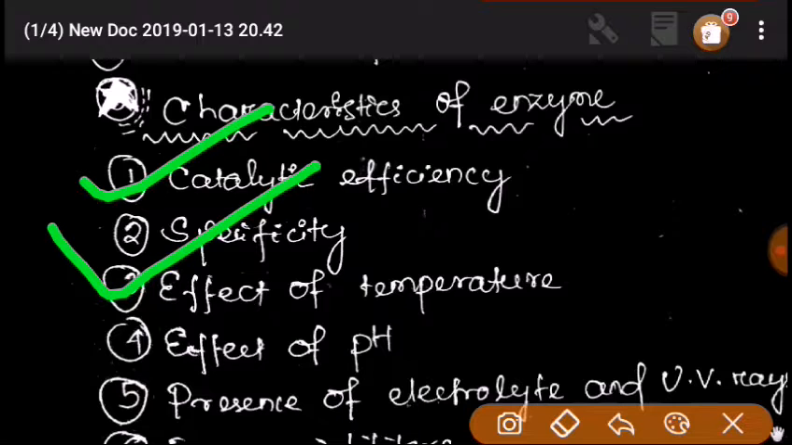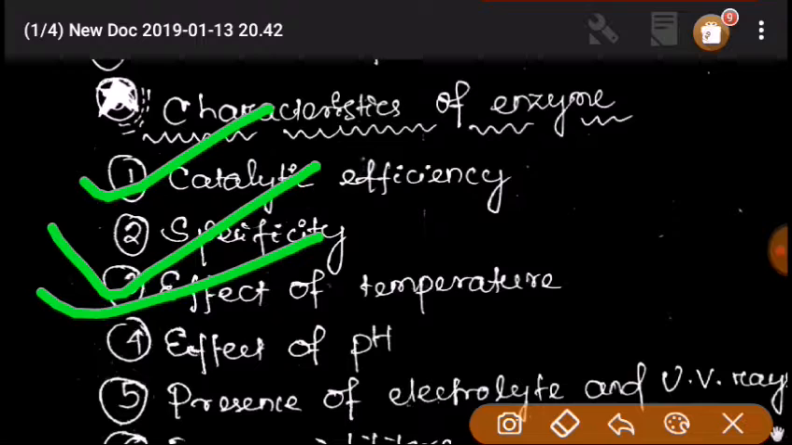Then we come to the effect of temperature. What is the effect of temperature? Enzymes are most effective near body temperature. Above this temperature, they lose their activity. They do not work well above 35 degrees centigrade, nor do they work at low temperature, because below and above 35 degrees centigrade, they decrease or lose their activity.